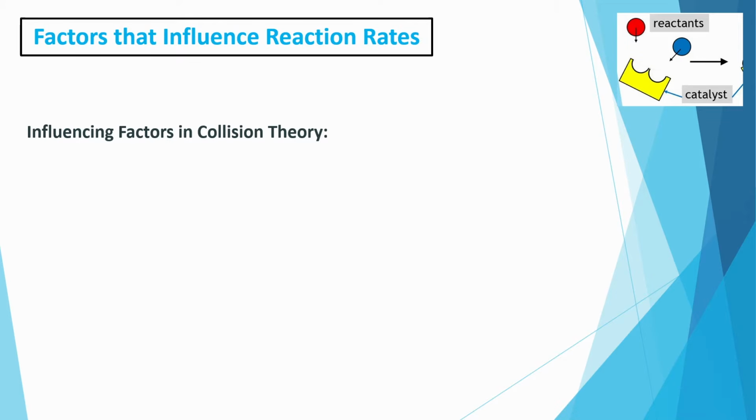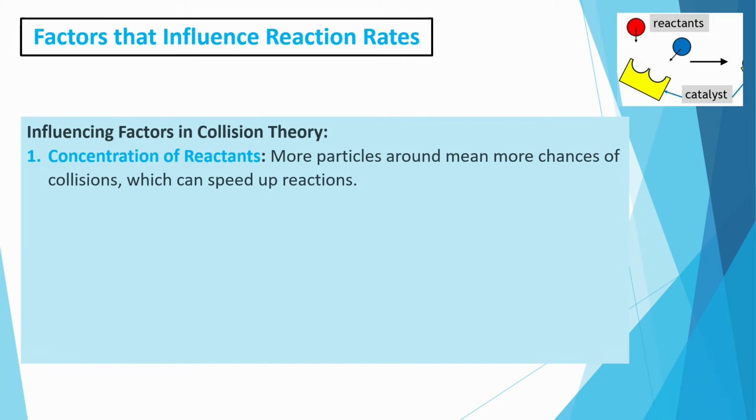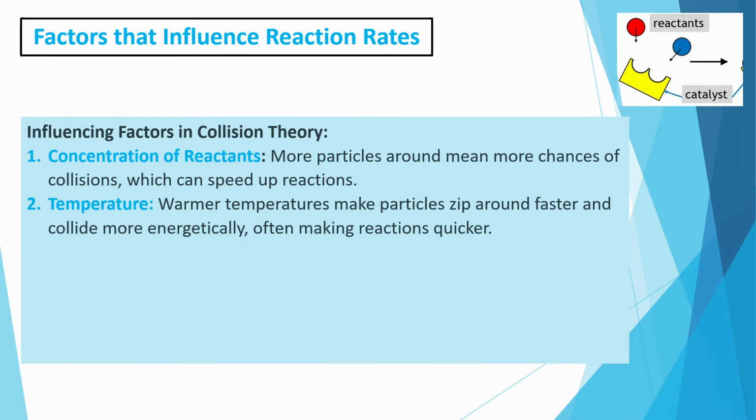So when we think about the factors that influence collision theory, there are four clear ones. There is the concentration of the reactants, which is how many particles there are in a given unit volume. There is the temperature. When we increase the temperature of a substance, we are increasing the kinetic energy of the particles, so they move faster.